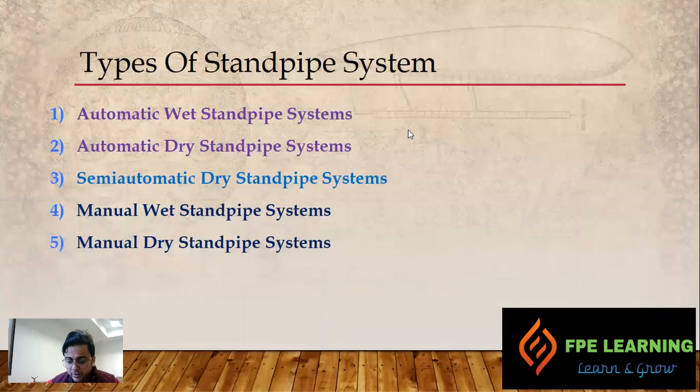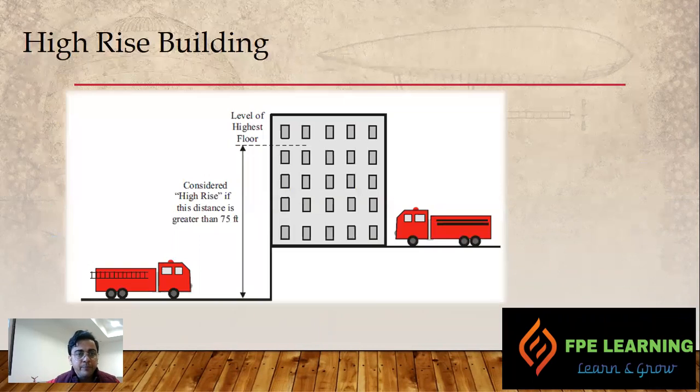Okay, so there are five types of standpipe system, right? Which are automatic wet standpipe system, automatic dry, semi-automatic dry standpipe system, manual and dry standpipe system. So we'll discuss all of those one by one, right? So let's get started.